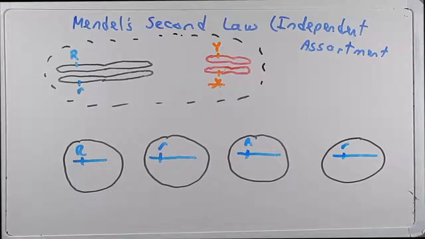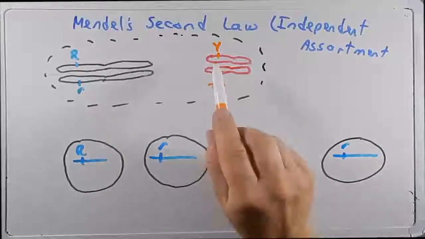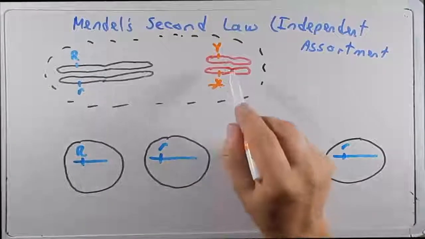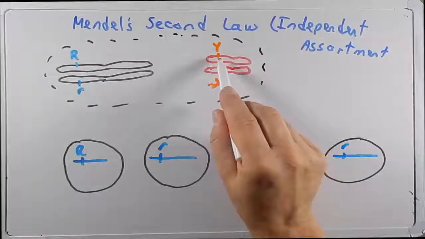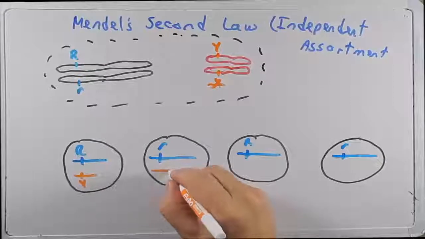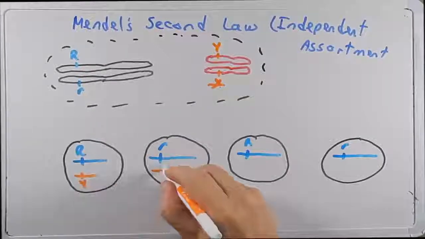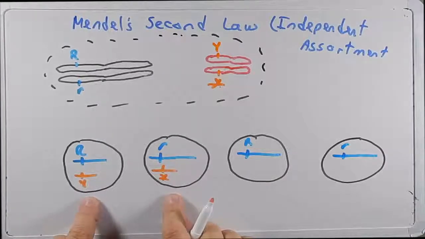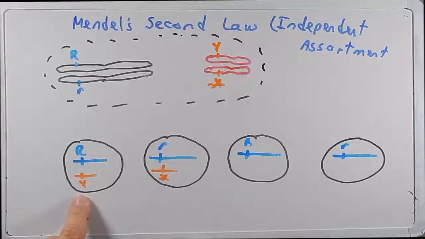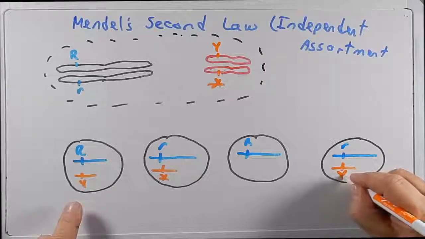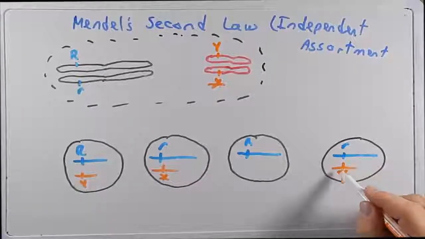Now, let's think about this other chromosome. We know that this other chromosome also has to follow Mendel's first law. So as it segregates these 2 alleles from each other with equal probability, some of the gametes will get big Y and some will get little y. However, as they go into the gametes, the chromosome with the big Y gene on it is just as likely to segregate with big R as it is with little r. So this is also possible, a gamete with little r and big Y.